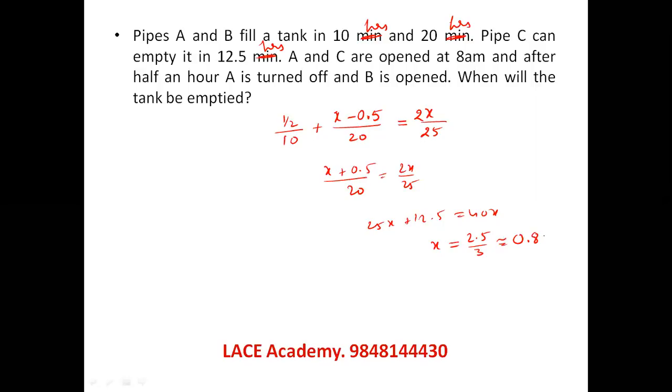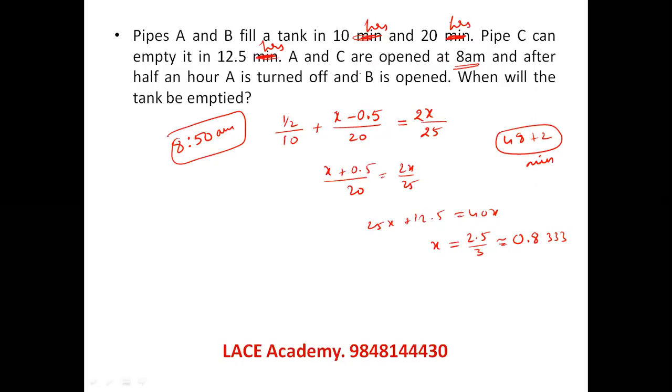0.8, 0.83333 will come. 0.8 hours is 48 minutes, 0.0333 is 2 minutes. Total 50 minutes is taken. From which time? 8 a.m. So your answer should be 8:50. You take the option 8:50 and go. Here actually hours should be there. Our people typed it as minutes.